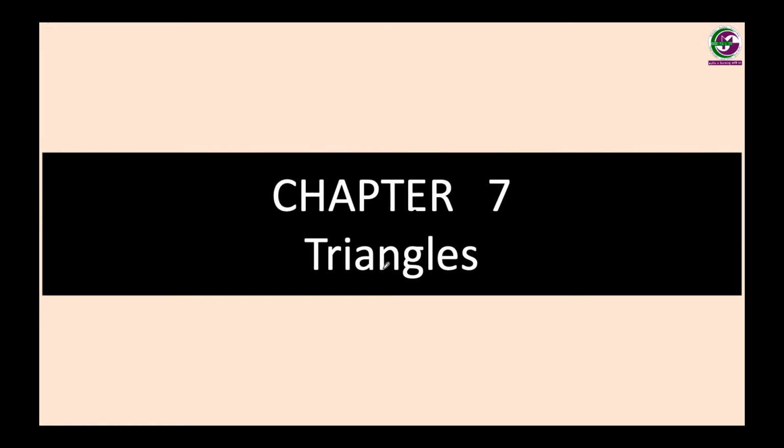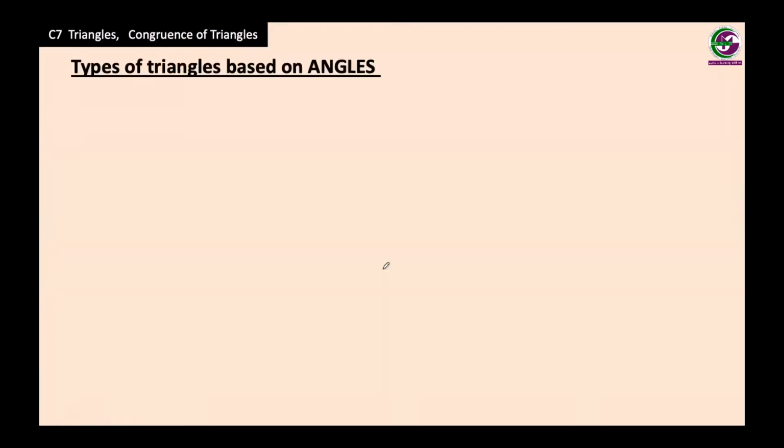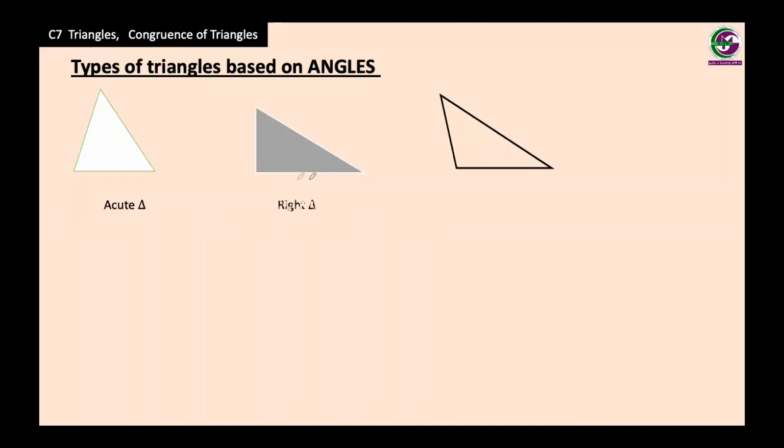Triangles are classified in 2 ways. First one, based on the angles. Based on the angles, we have 3 different triangles. They are, first one, acute triangle. Second one is a right triangle, and the third one here is an obtuse triangle. Let us see more details about this.